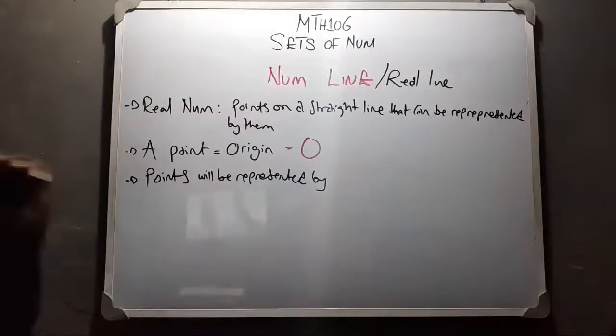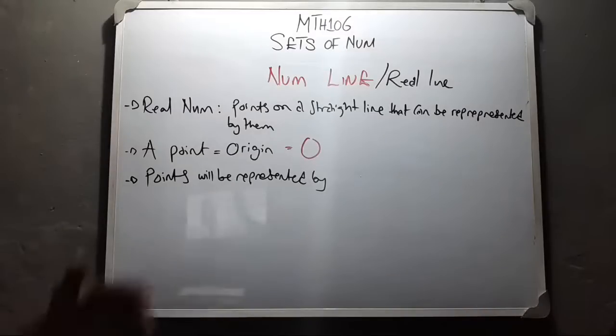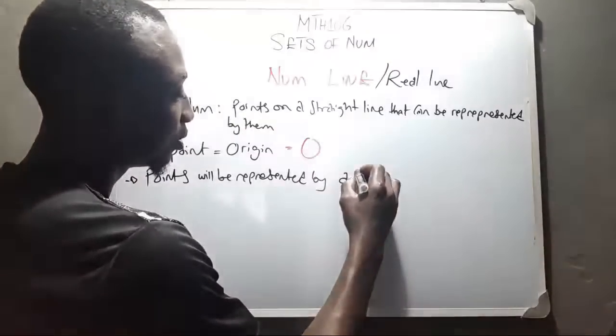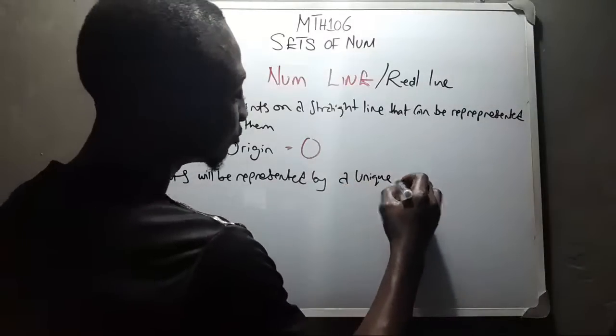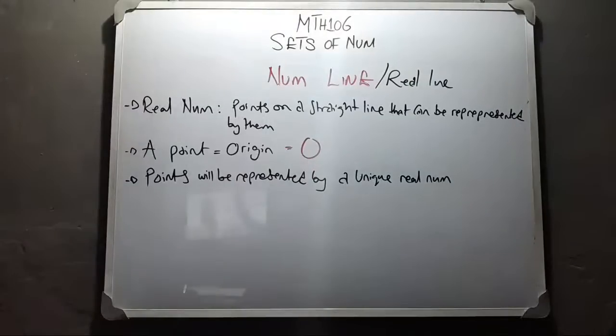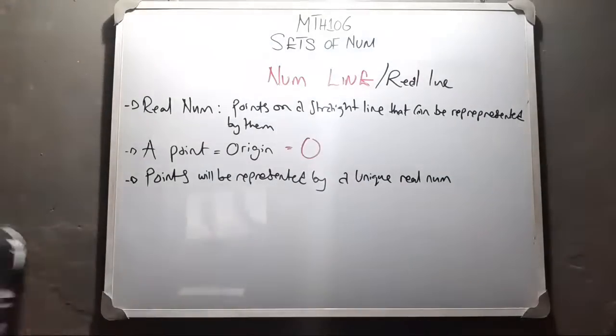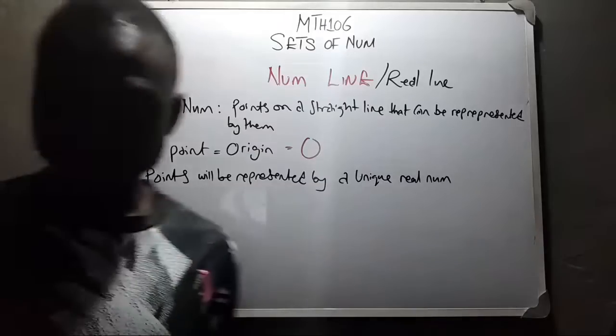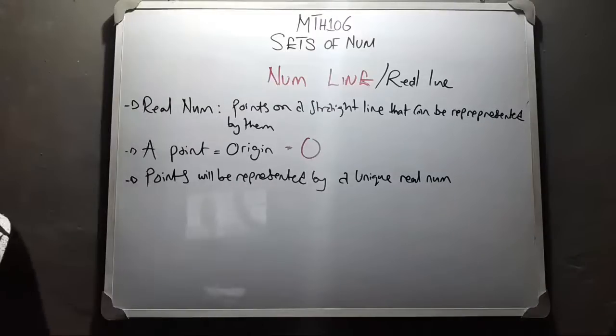Now a point will be represented by a unique real number. Each real number will be represented by a point, meaning pari passu. Points are represented by real numbers and real numbers are represented by points. Let's not be in a rush, we are heading somewhere.